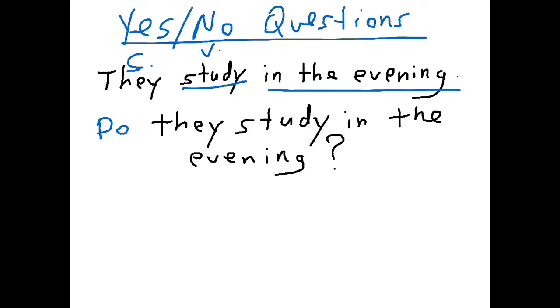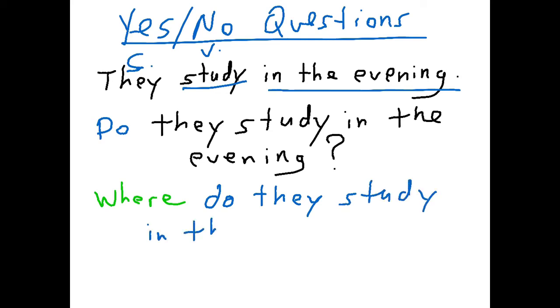If you do want to create a question that has more meaning, you can add a question word at the beginning of your sentence, keeping the same structure. Let's say you want to know where. You want to know about the location. So you can add a where, and you will keep the exact same structure as the yes/no question. Where do they study in the evening?